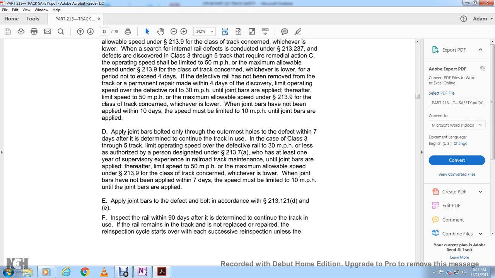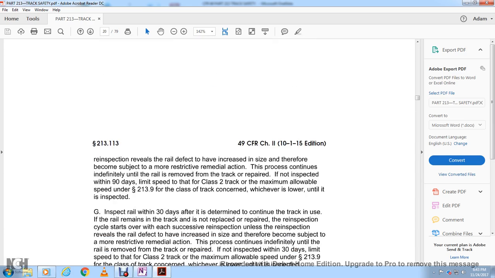E. Apply joint bars bolted in accordance with 213.121 D and E. Inspect the rail at 90 day intervals to determine the continued condition of the rail. If the rail is not replaced, the inspection cycle starts over with each successful inspection.